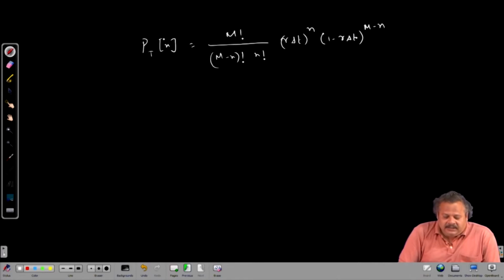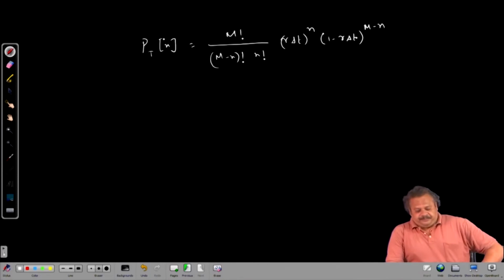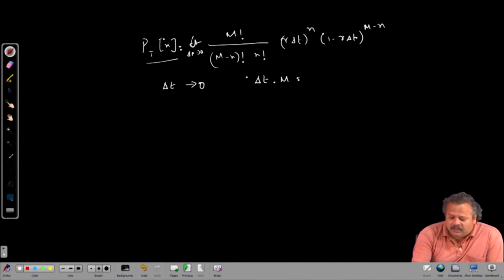This is our probability of observing n spikes in that capital T time window, where the probability of a spike is fixed in that capital T time window, that is, there is a fixed rate of spikes occurring, that is r. So, now if we consider the case where delta t goes to 0, in fact this P_T(n) is when we have this limit delta t goes to 0. So, when we have delta t going to 0, there are a few observations that we need to take into account, that is, delta t times m is our capital T.